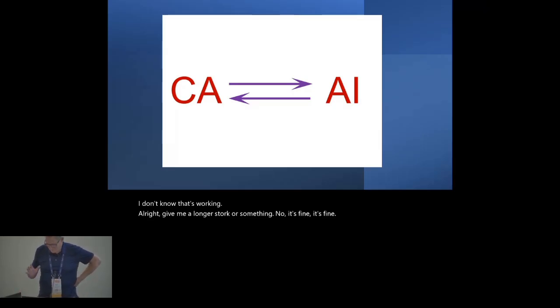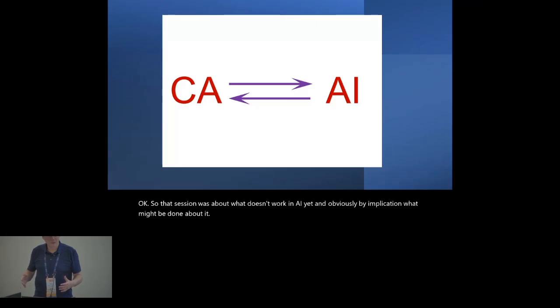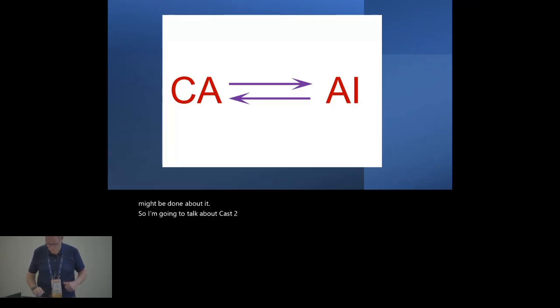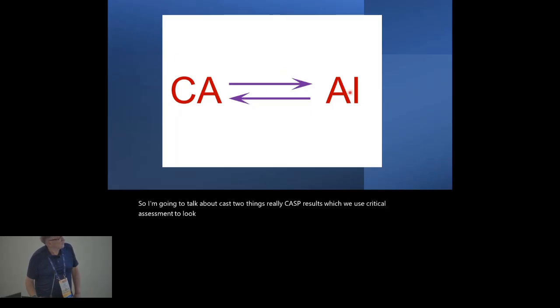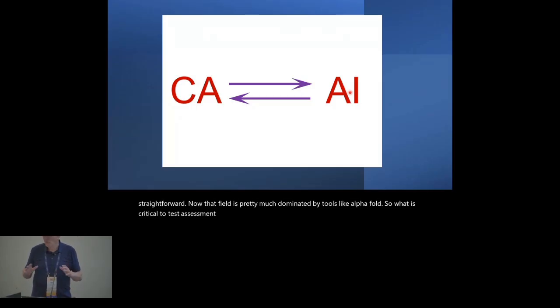Okay. So that session was about what doesn't work in AI yet, and obviously by implication, what might be done about it. So I'm going to talk about CASP, two things really. CASP results, where we use critical assessment to look at what's happening in AI in computational structural biology. This is fairly straightforward. Now, that field is pretty much dominated by AI tools like AlphaFold. And so what is critical assessment telling us about where we've got to?